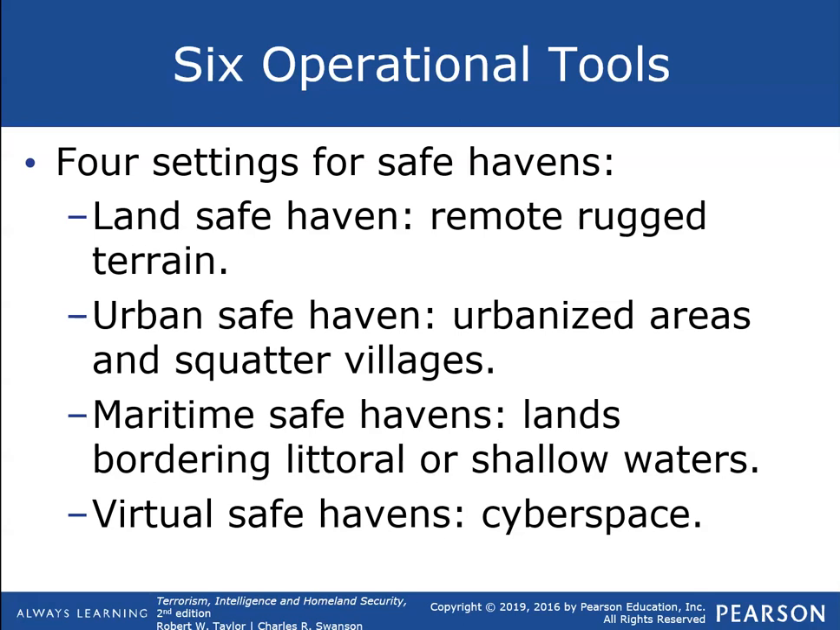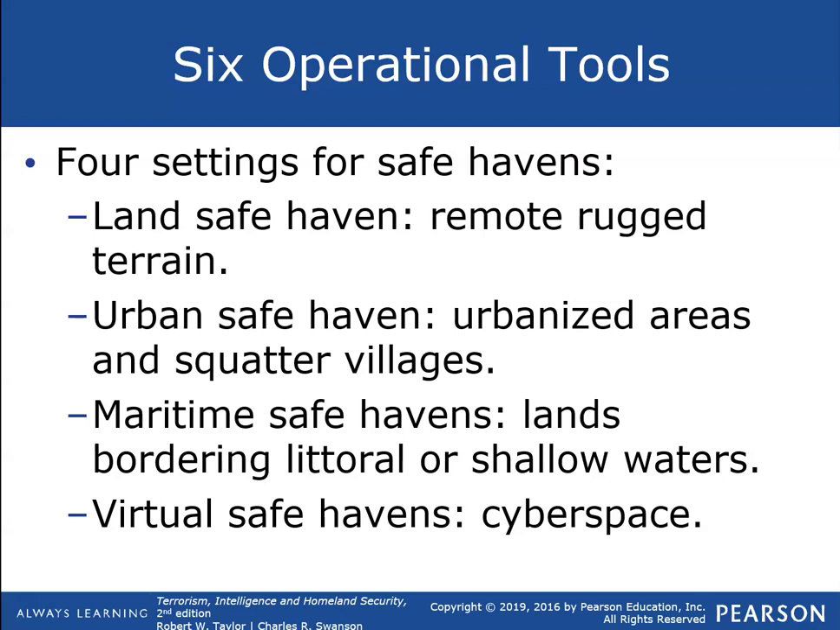Although even some desert territory might provide cover. The second would be an urban safe haven. And this would include both traditional urbanized areas and non-traditional suburbs, such as squatter villages or little shanty towns, if you will. Next, we would have maritime safe havens.